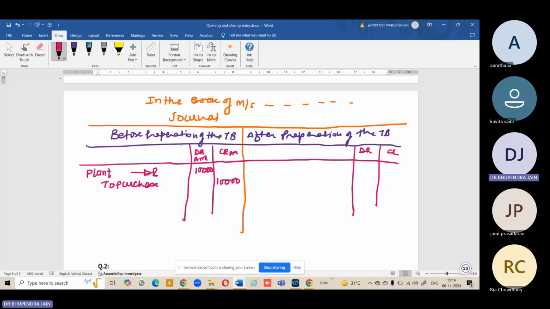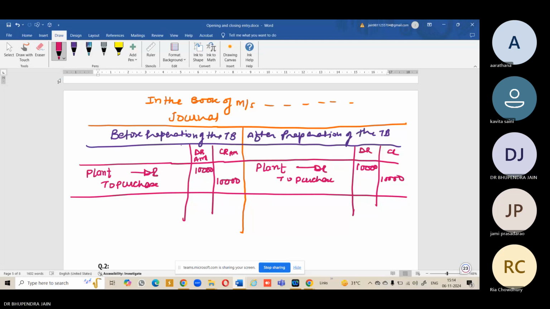Okay. So whether this type of error occurs before preparation of trial balance or after preparation of trial balance, we have to pass the same entry, plant account debit to purchase, because it is a double side entry, and the procedure is the same in both cases. Clear?